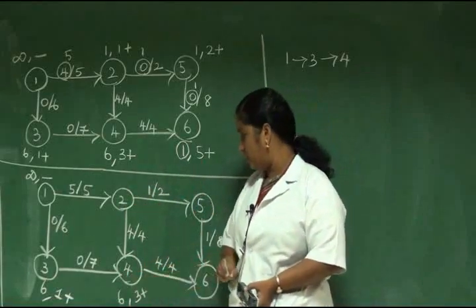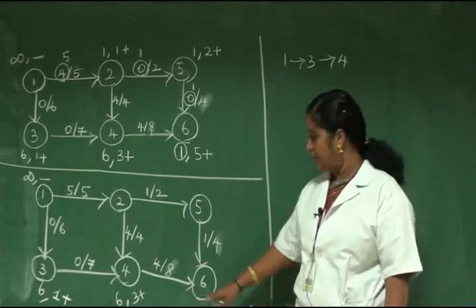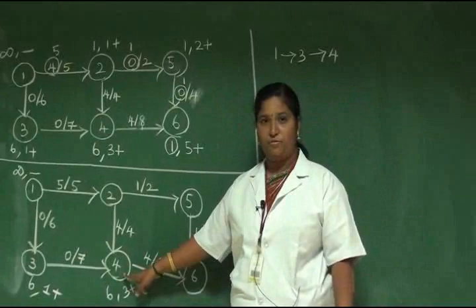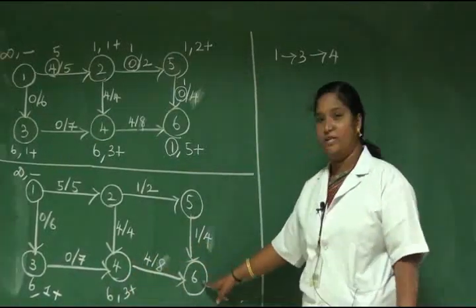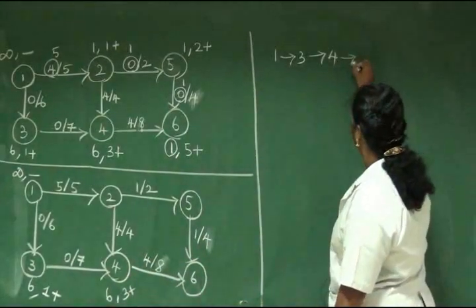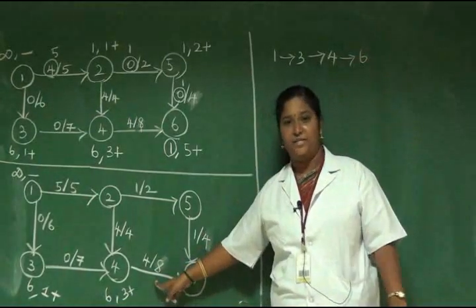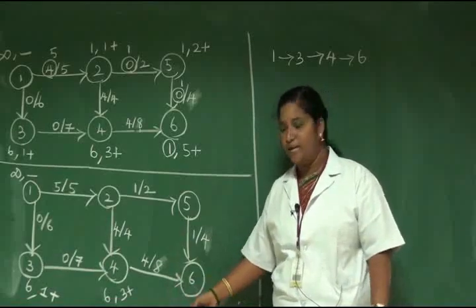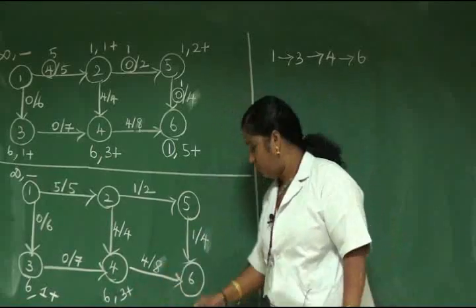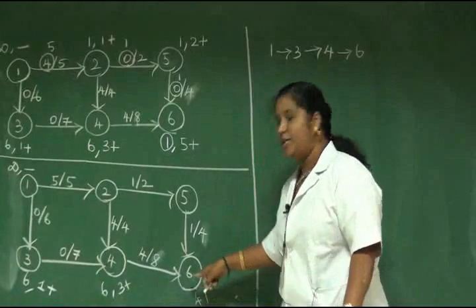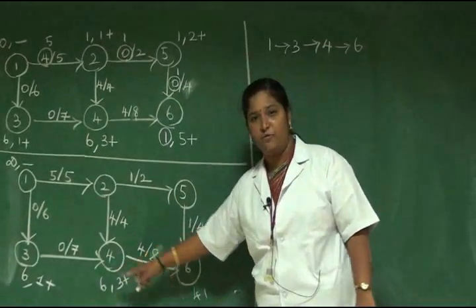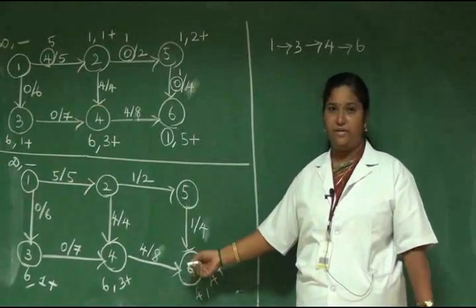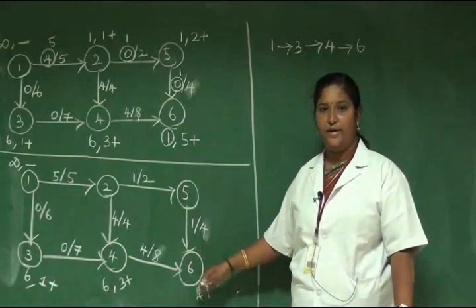So check this vertex 4. So vertex 4 is given a label 6, 3 plus. So the current vertex is 4. So from vertex 4 we can go to vertex 6. So you can write like this. So calculate its remaining capacity. It is 8 minus 4. It is 4. 4 is greater than 0. So find out the minimum between 4 and 6. It is 4. So you have to write 4, and since vertex 6 is reached from vertex 4, you have to write 4 plus. So 6 is the final vertex. From this you don't have any outgoing edges.